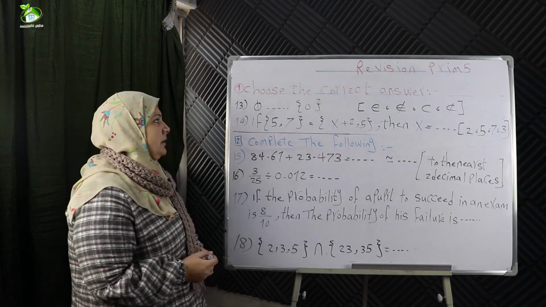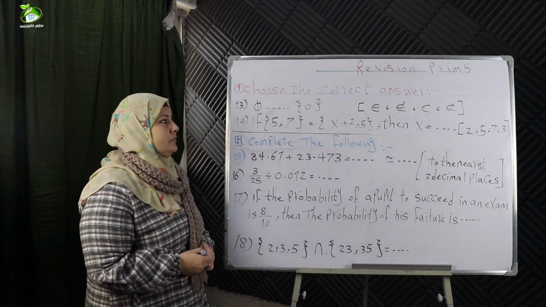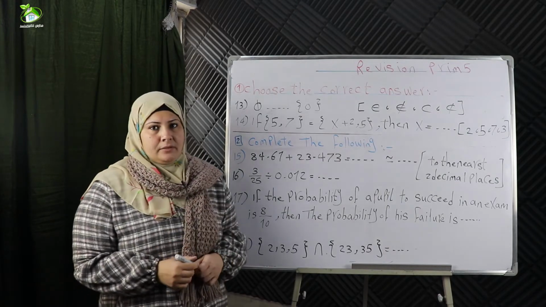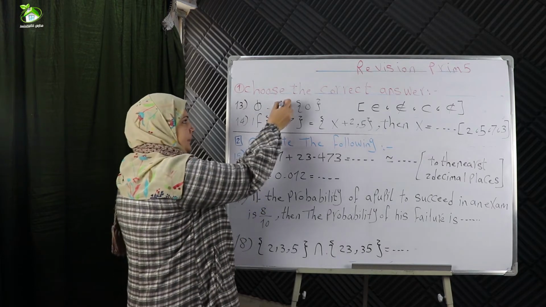Number 13, phi, the empty set, is the set of zeros? We know that phi is a subset of any set.